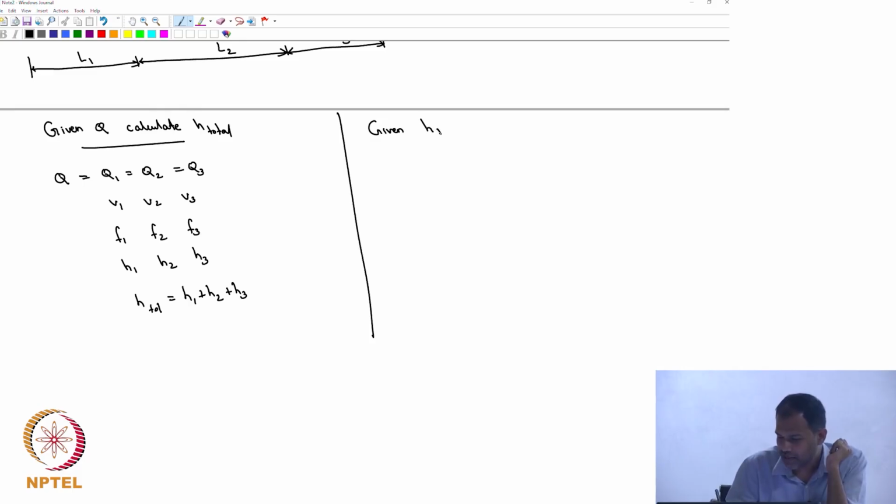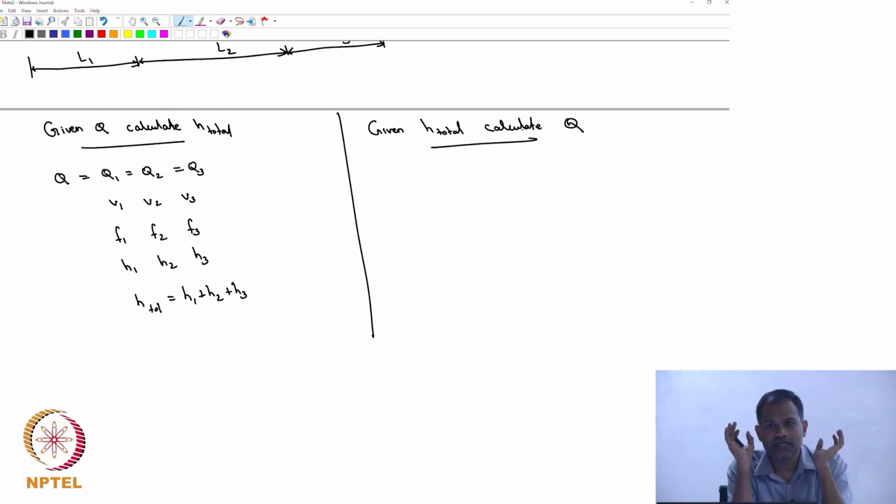Given H total, calculate Q. Okay, you have these pipes in series. You also have got a pump. You want to know how much you can pump. How will you do? Can you tell? So I will take Q as a variable, and then I don't know Q, I need to solve for Q.